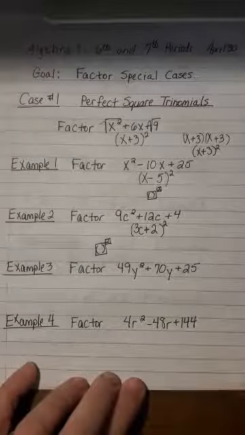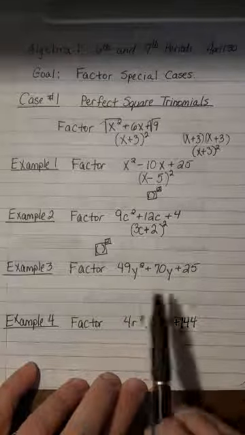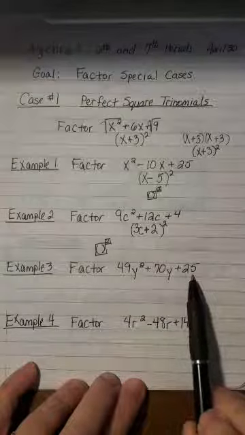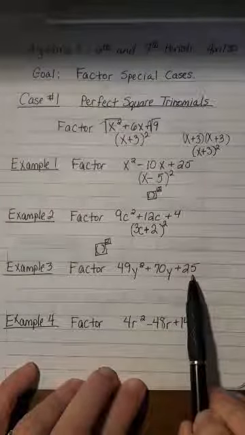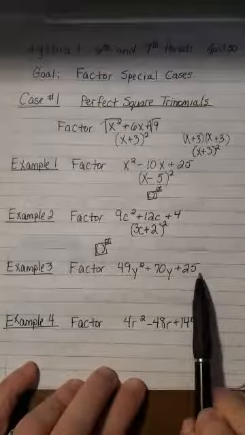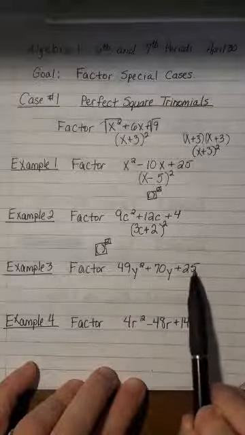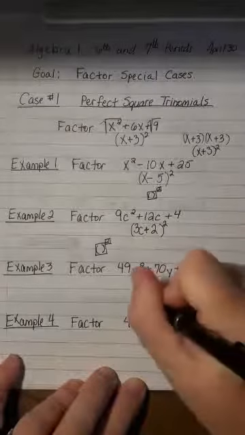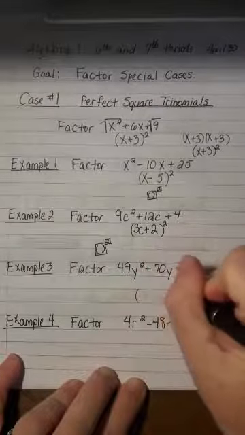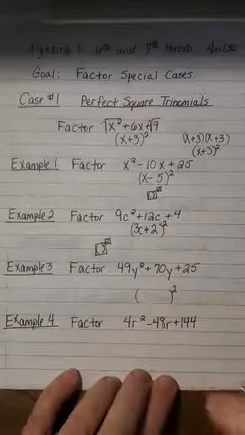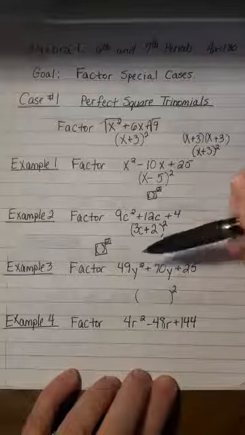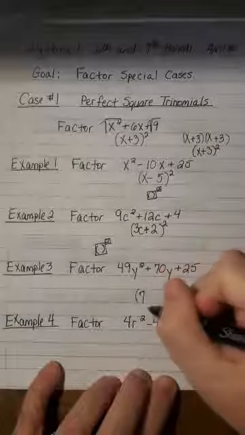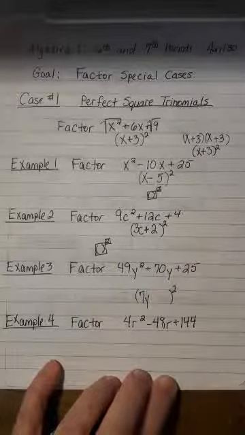Example 3. Okay, you've got 49y to the second plus 70y plus 25. So we have a trinomial. The first and last terms are perfect squares. So I'm going to put my parentheses to the second power. Take the square root of that first term. The square root of 49 is 7. Half your exponent, so you get 7y.